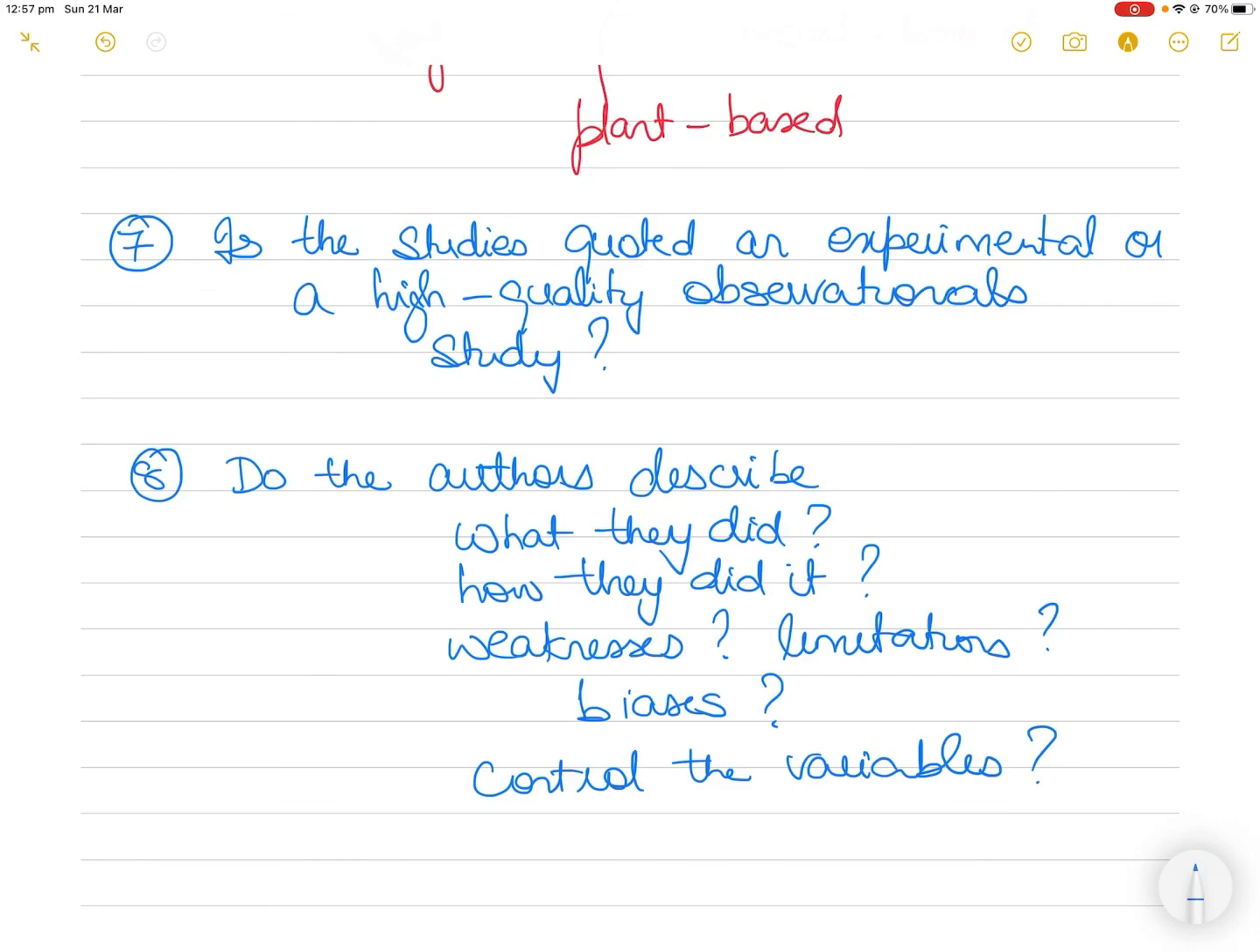So I hope this was a good way for you to be able to decide whether you can use websites as a source of literature review or not.